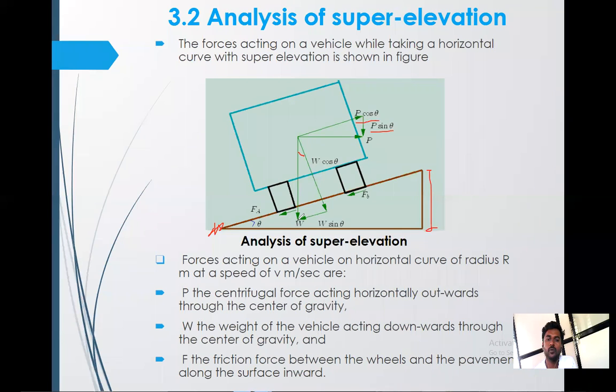As well as that, the weight component is also divided into two parts. One is W cos theta, which is in the downward direction, and W sin theta, which is to the left, that is, the radially inward direction. Another force component is the frictional force. So the forces acting on the vehicle are three: the first is the centrifugal force, the second is the weight of the vehicle, and the third is the friction.